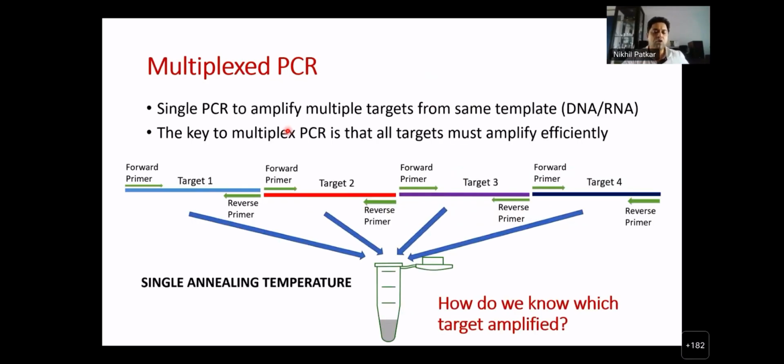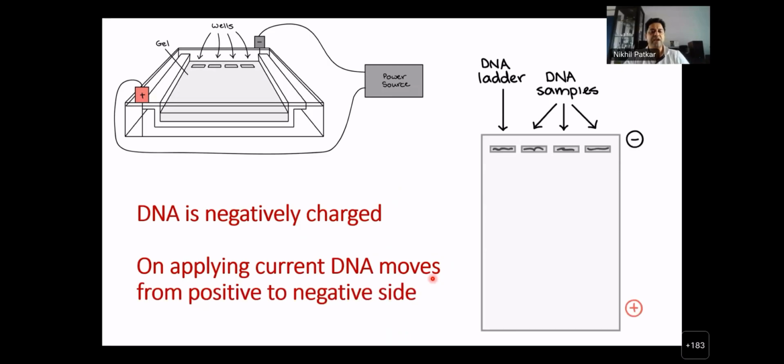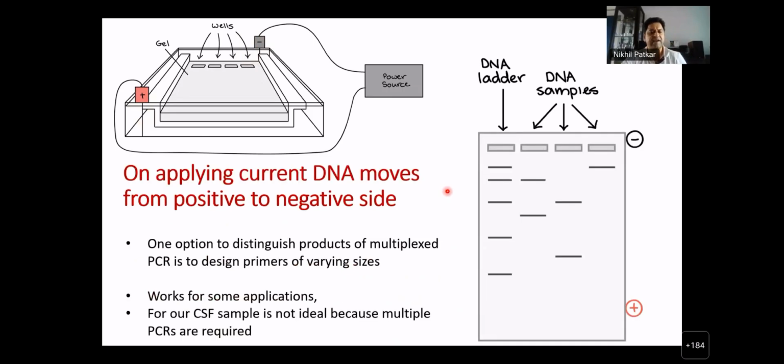A way in which you can do this is by multiplex PCR, in which you put multiple forward and reverse primers to different targets together. The key to multiplex PCR is that all targets must amplify efficiently. But how do you know which target is amplified? One way to do this is to take the nucleic acid and put it on an agarose gel and apply electric current on opposite sides. Since DNA is negatively charged, it will move from the negative to the positive side, in this manner. If you design your multiplex PCR to have different sizes, you will get amplicons of different sizes, and based on that, you can identify what it is.